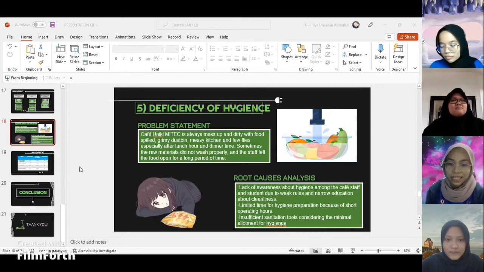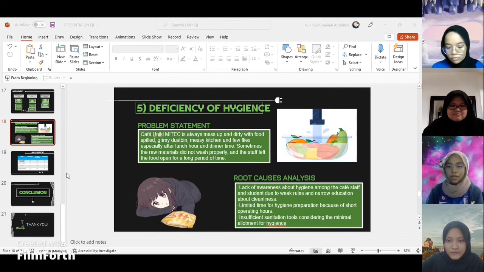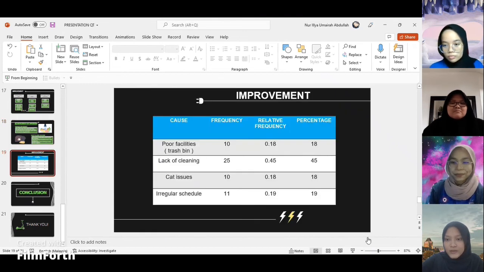The root cause analysis is the lack of awareness about hygiene among the cafe staff and students due to weak rules and narrow education about cleanliness. Next, the limited time for hygiene preparation because of short operating hours. And the last root cause is insufficient sanitation tools considering the minimal allotment for hygiene. Next, I will pass to the next presenter for the improvement.